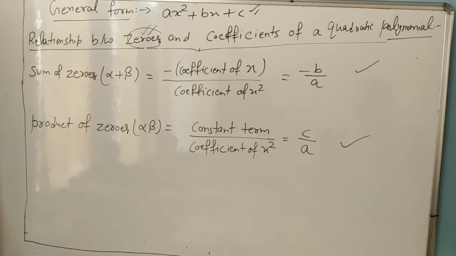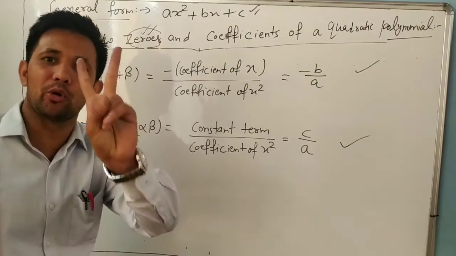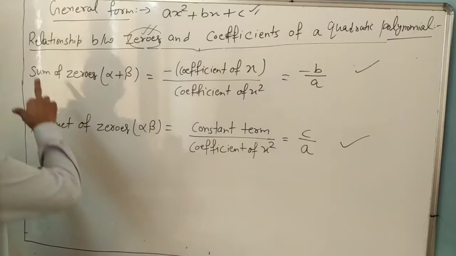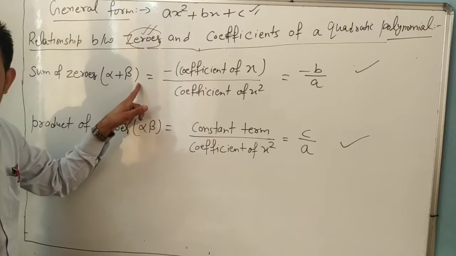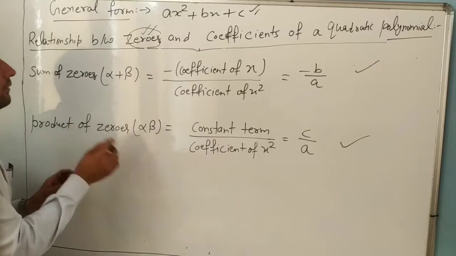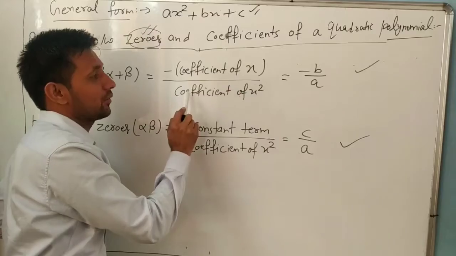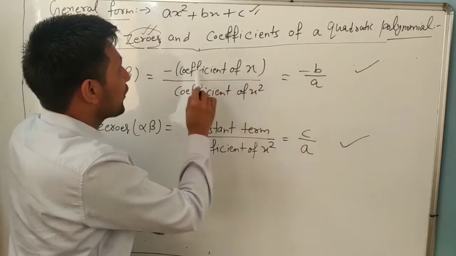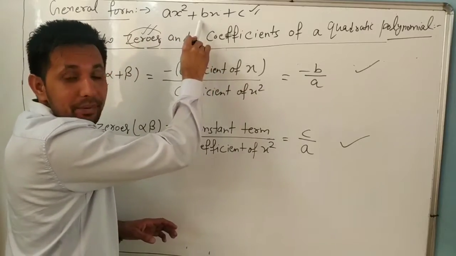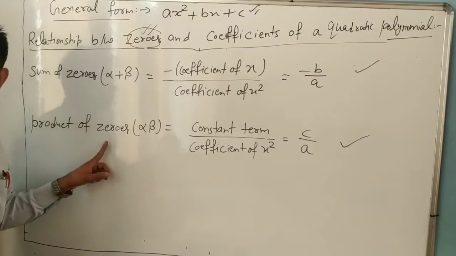So now you can look at, again I am writing what is the relation. Always remember, everyone knows a quadratic polynomial has 2 zeros. So sum of zeros, first name alpha, second name beta. So alpha plus beta. You have to remember alpha and beta. Minus coefficient of x divided by coefficient of x square. Everyone knows coefficient of x is always b. So minus b by a. Same as it is.